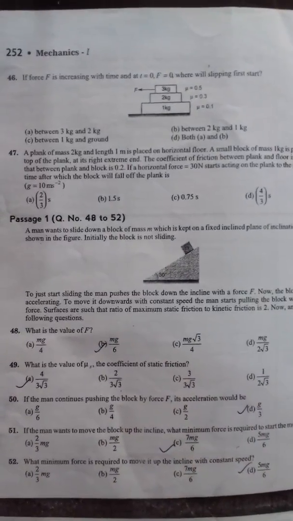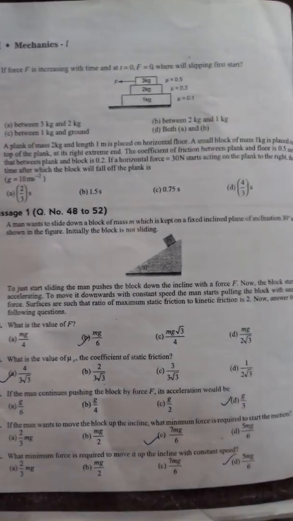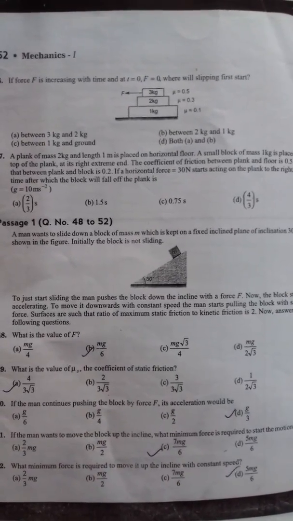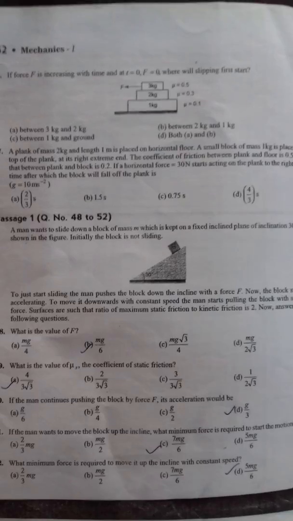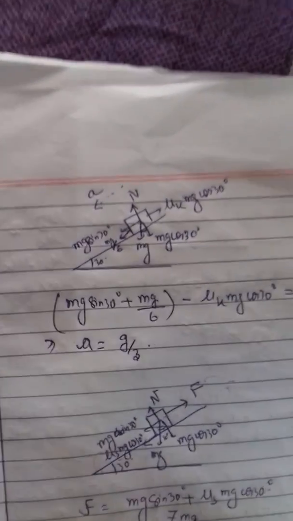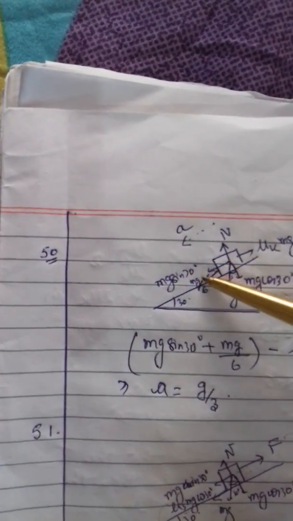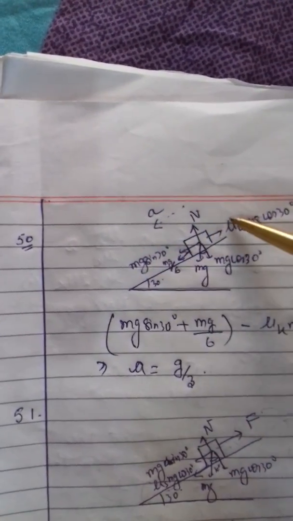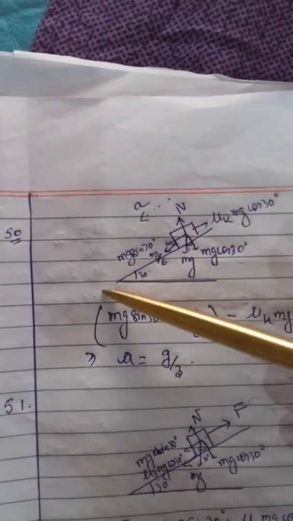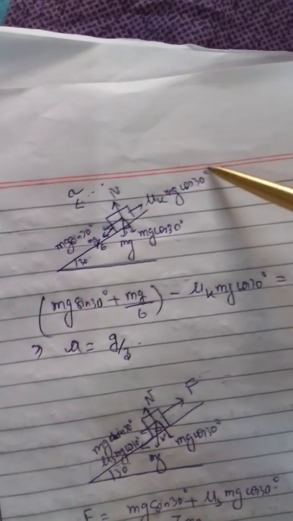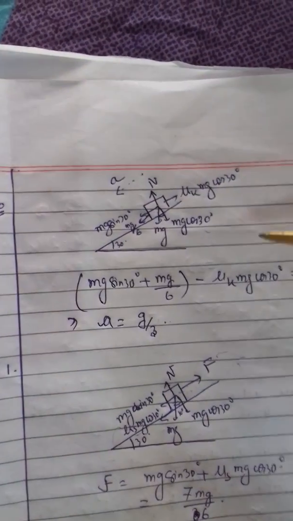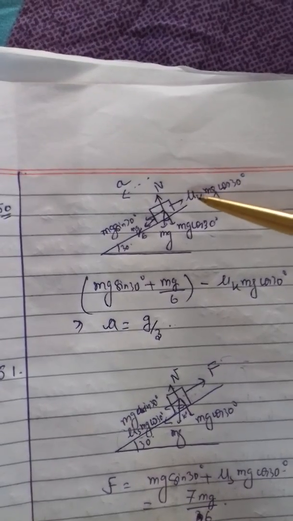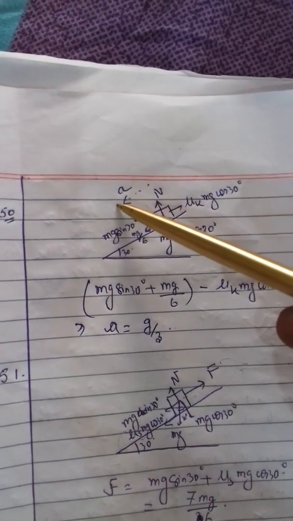Now for the next three questions, let us check question number 50. It says that if the man continues to push the block by the force F, then what will be the acceleration? So when the man continues to apply that force, which we got in the first answer, that is mg by 6, this side, mg sin 30 degree will be this side. Now it will be mu k mg cos 30 degree, because the block is in motion, so the coefficient of kinetic friction will be there in place of mu, as they have taken the acceleration A.